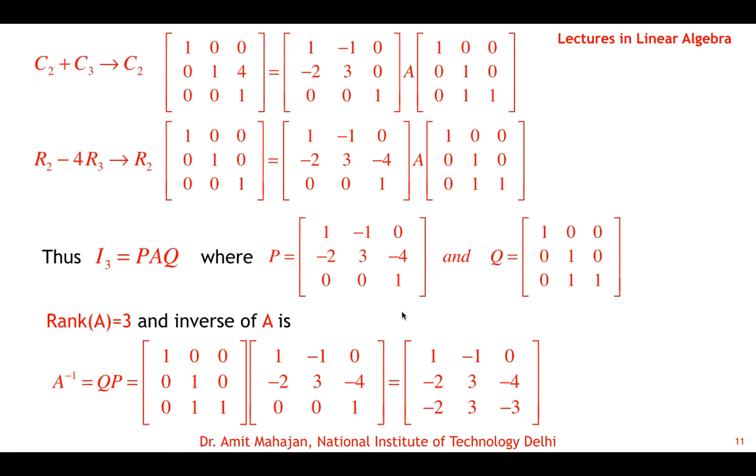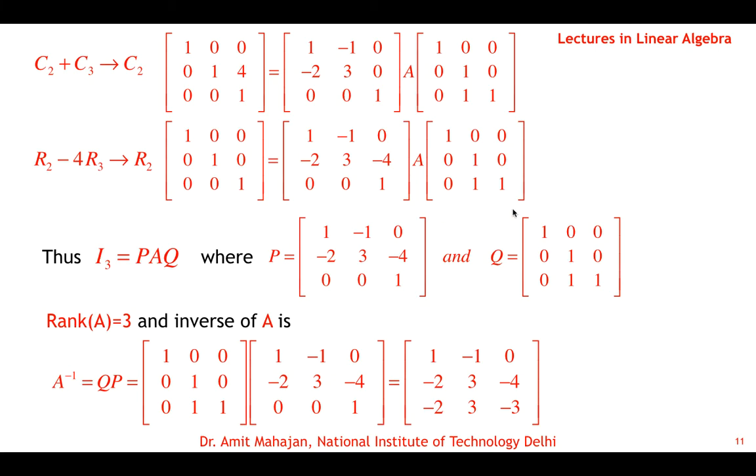So this is the normal form of a matrix, and we can find the inverse if the matrix is invertible. Always remember that A inverse, which is the product QP, is unique if it exists. But these two matrices P and Q are not unique. They depend upon what operations are used.